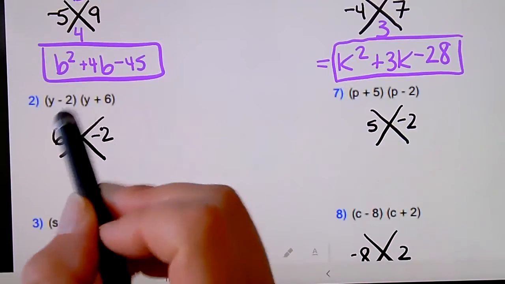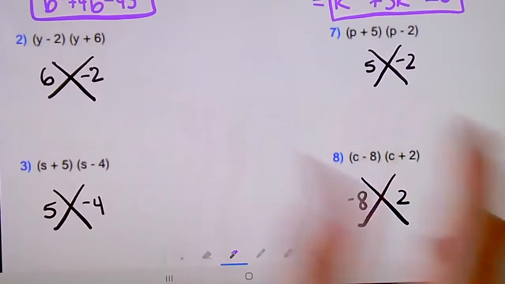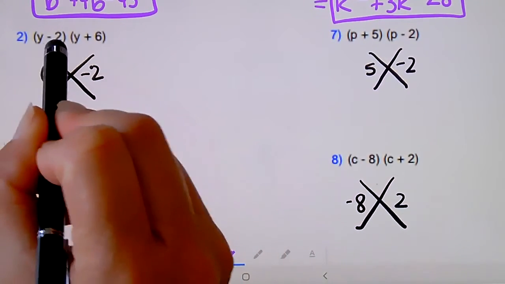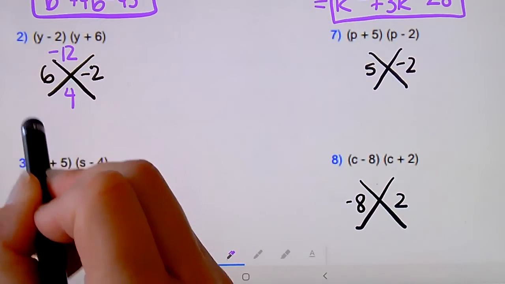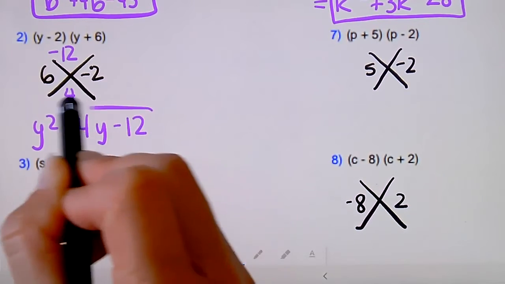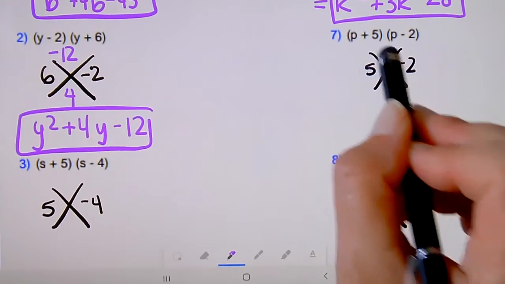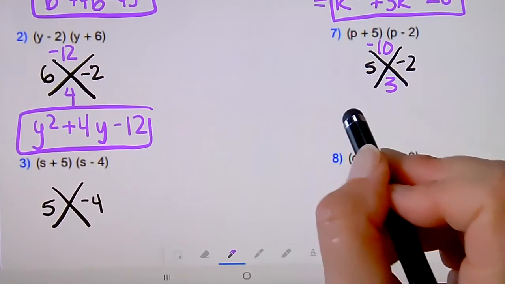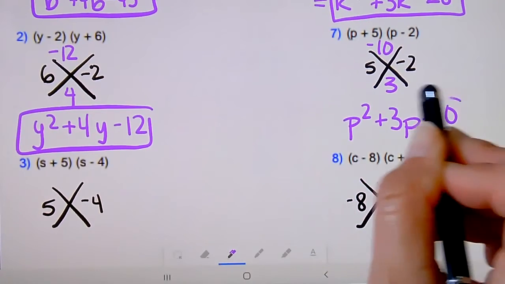The next one, we should have gotten here. Let me scooch it up a little bit more so we can get both of these in here. Okay, so we should have gotten a -12 and a 4. So these are y's, so y squared plus 4y minus 12. This one over here, 5 and -2 on the side, we get a -10 and it adds to a 3. These are p's, so p squared plus 3p minus 10.